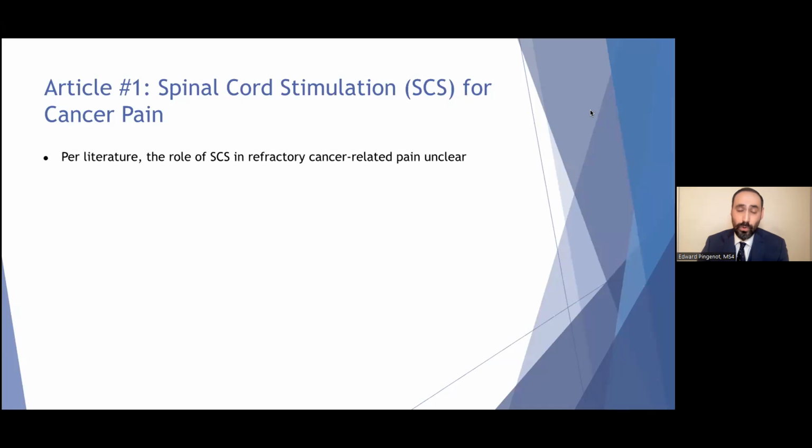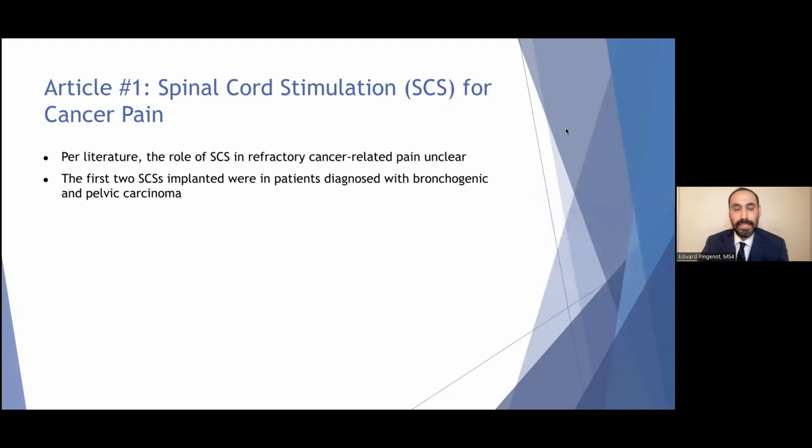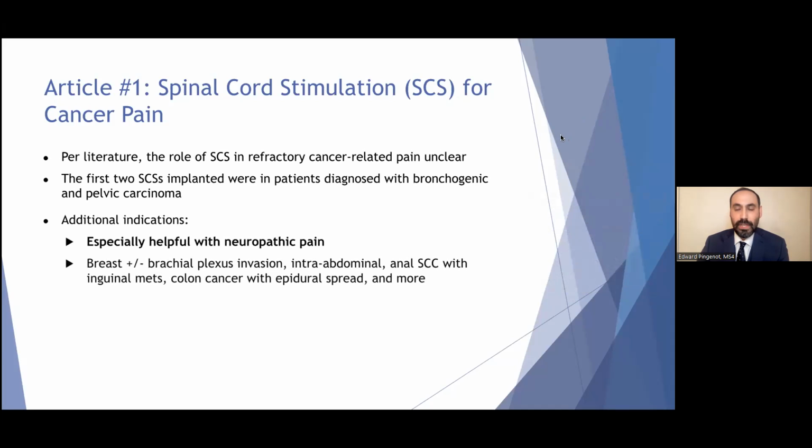Per the literature, the role of spinal cord stimulation in refractory cancer-related pain is unclear, but I thought this was interesting. The first two spinal cord stimulators implanted were in patients diagnosed with bronchogenic and pelvic carcinoma. And you can see here some additional indications. I want to hit home that these stimulators are especially helpful with neuropathic pain, and you might see neuropathic pain involved in a number of cancer pathologies and syndromes, and there are some listed here.